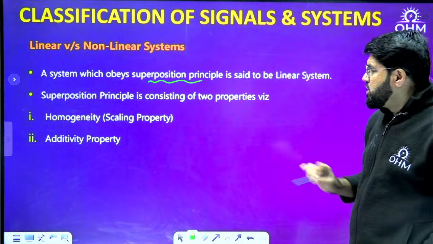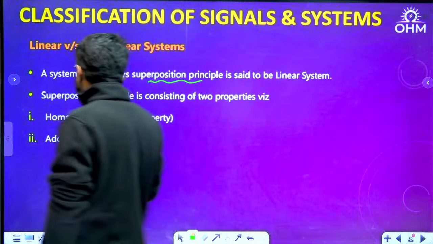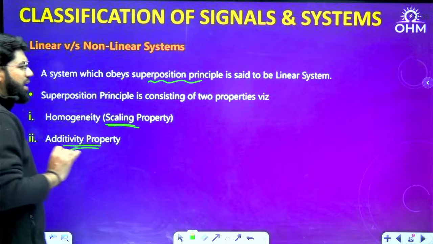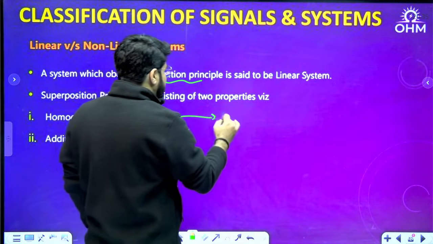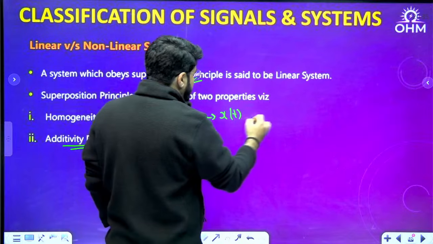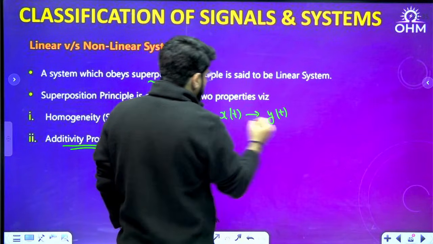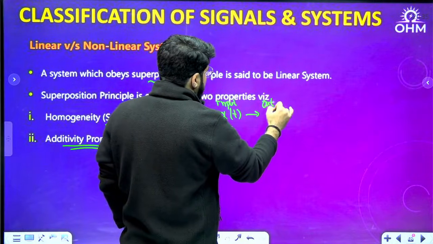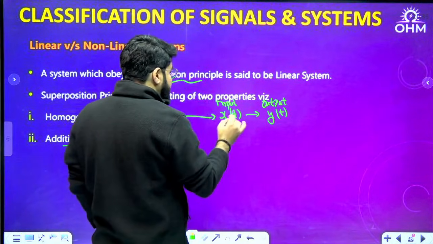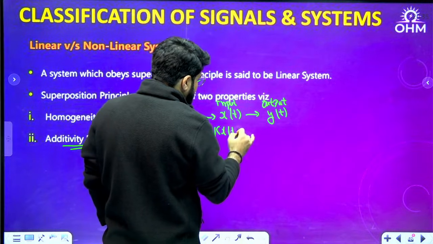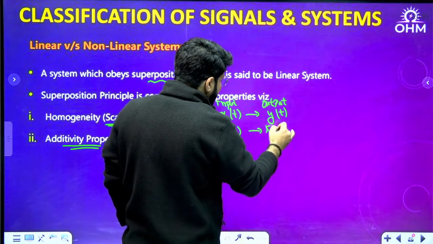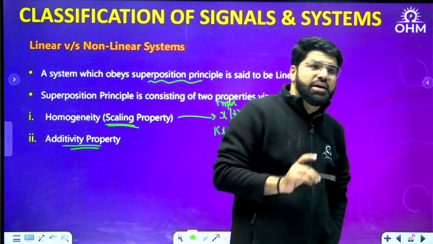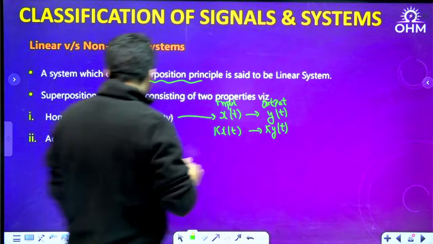Which follows superposition. Now, superposition is finally broken into two properties: homogeneity, that is scaling, and additivity. What is scaling? If input x(t) has the output y(t), then k x(t) should have the output k y(t). That means if the input amplitude is scaled by k, the output should also be scaled by the same factor k.